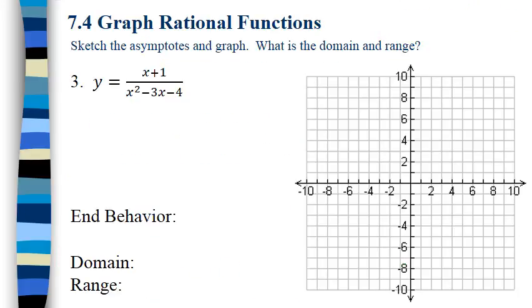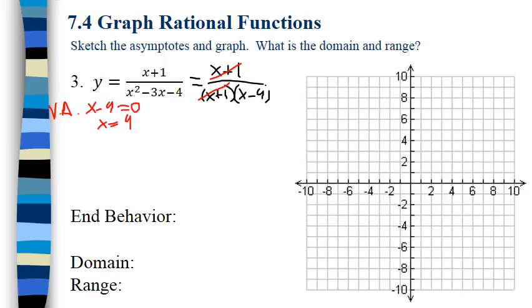So we always start with factoring. So we factor here, and we have x plus 1 over x plus 1 times x minus 4. So we identify our common factors, x plus 1 divided by x plus 1. And we use the factor that's left in the denominator to identify the vertical asymptote. So the vertical asymptote, x minus 4, should equal 0, which means x equals 4. So our vertical asymptote is x equals 4.